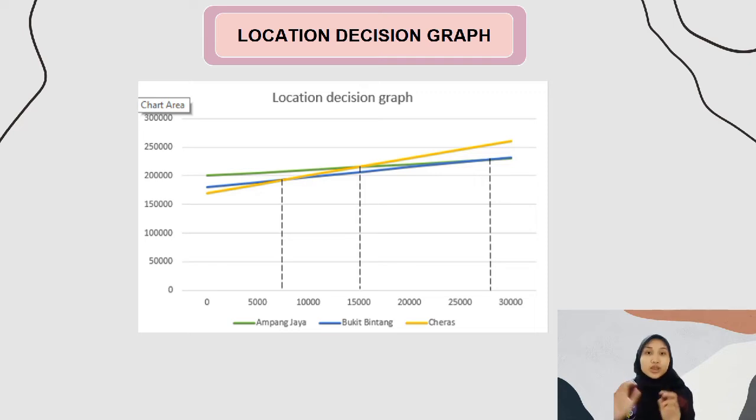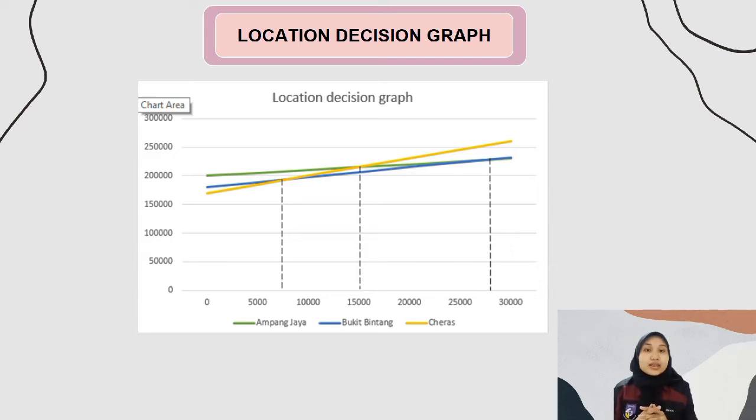So we can see that Bukit Bintang starts at 180,000 and Cheras starts at 170,000. This is because that is the fixed cost. Next, we can see that Ampang Jaya in the green line and Cheras in the yellow line meet at the same point, which is total cost 250,000 and quantity 50,000. This is because they have the same quantity and same total cost that we get from step 3.